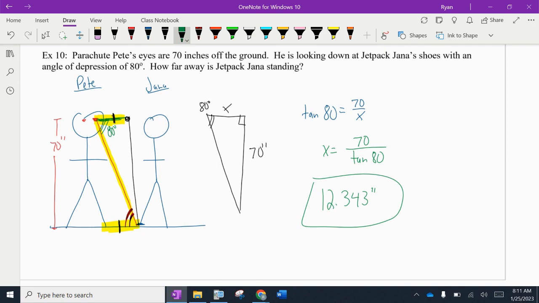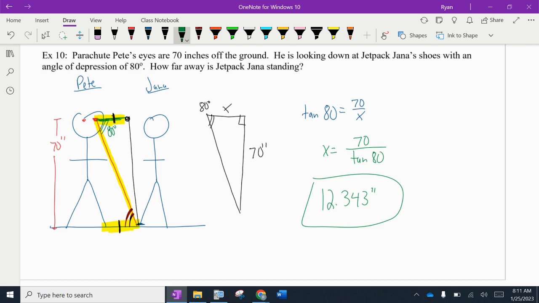To make sense of the answer, Parachute Pete's eyes are 70 inches off the ground. That's where he's looking from. He's looking down at Jana's shoes with an angle of depression of 80 degrees. Looking down at 80 degrees, so normally looking straight forward, and then crank the head forward so you're rotating 80 degrees. You're almost looking straight down. If it was 90 degrees, he'd be looking at his own feet. So looking almost straight down.